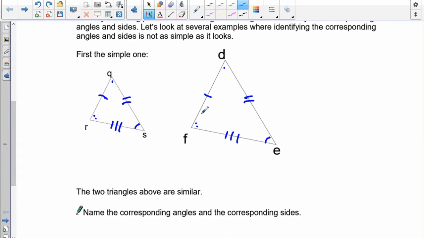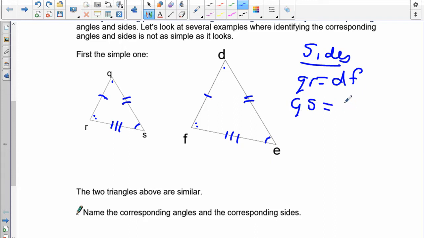So all we have to do now is, it says down here, name the corresponding angles and the corresponding sides. So I'm just going to do it over here. Let's do the sides first. All right, so we've got QR, that's over here, and that's a single. So the other single is right here, DF. So QR is equal to DF. Now the double one is QS, and that's equal to the other double, which is DE. And the last one is the triple, and that's RS, and that is equal to FE.